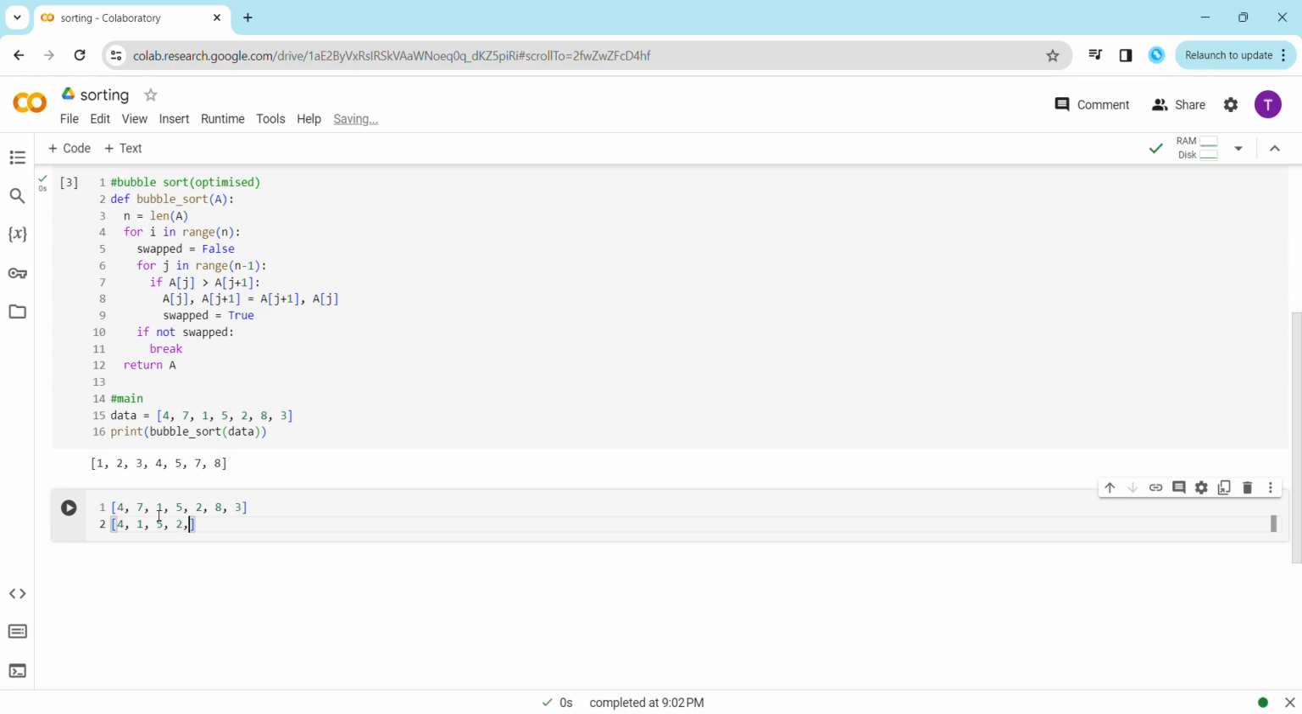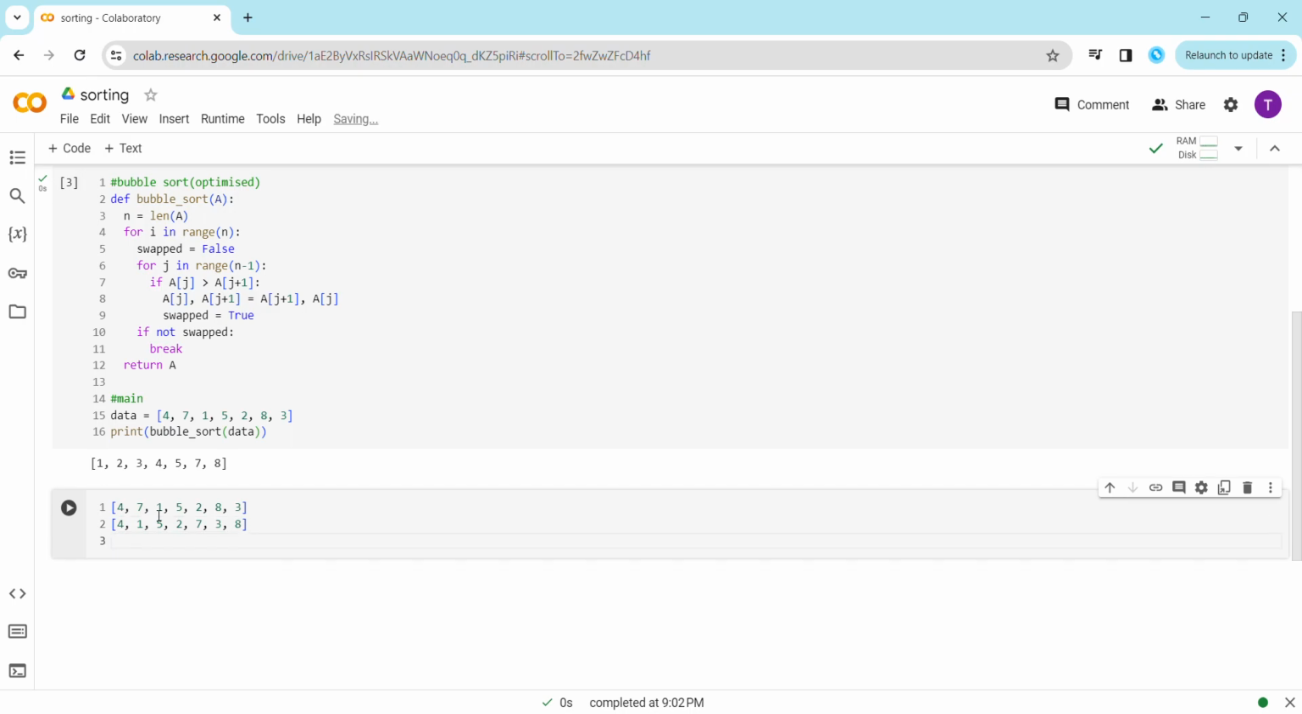until it reaches 8. As 7 is not larger than 8, 7 will remain there, where 8 is compared to the number on the right, which is 3. As 8 is larger than 3, 8 and 3 will swap places. So this is one iteration of the bubble sort.